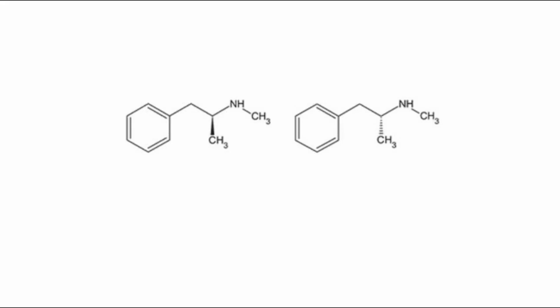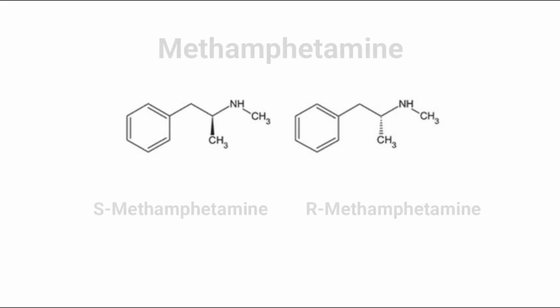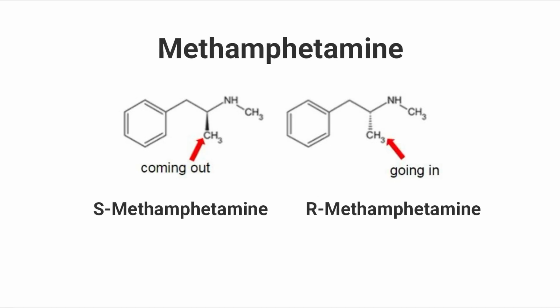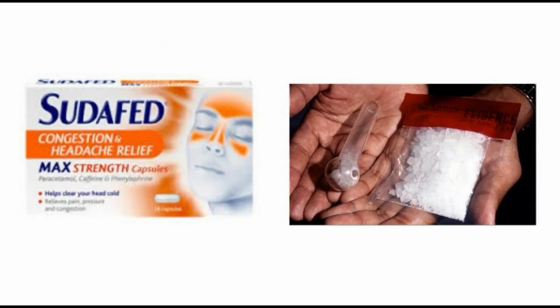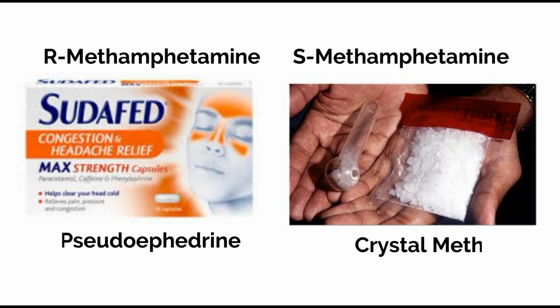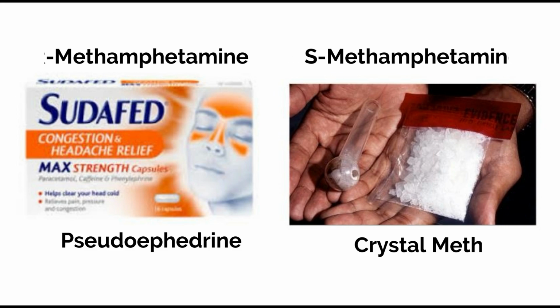One last example of an enantiomer, methamphetamine. Methamphetamine has two R and S enantiomers. In this particular image, we see that one methyl group is coming out and the other one is going back. If we were to flip one image like a pancake, we would see that they are mirror images. The R enantiomer of methamphetamine is commonly known as pseudoephedrine. It is found in many medicines such as Sudafed. The S enantiomer is the street drug known as crystal meth.